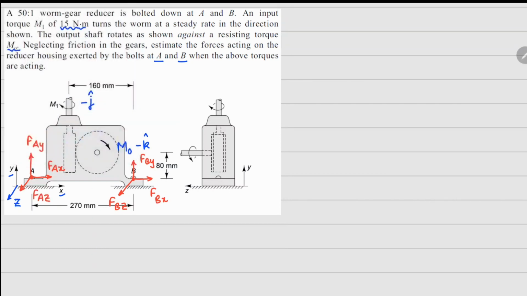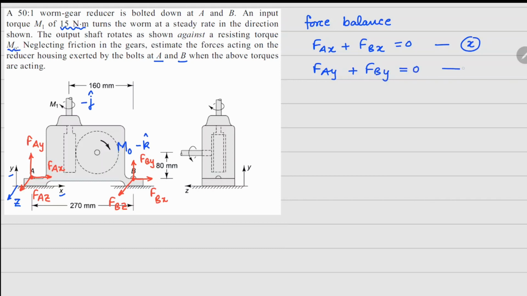To find out these forces and moment, we can do the force balance. So force balance will give us FAX plus FBX equals 0 in the x direction. Similarly in the y direction, FAY plus FBY equals 0, and the same thing in the z direction, FAZ plus FBZ equals 0. Now there are a total of 6 unknowns here, only 3 equations, so let's look at the moment balance also.